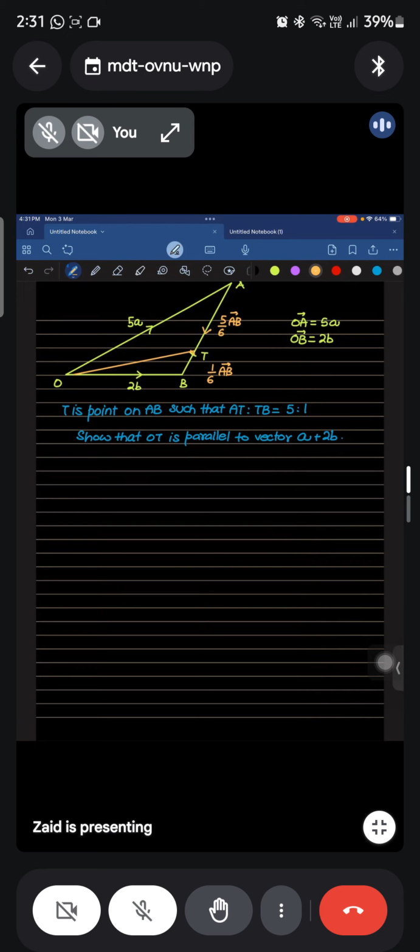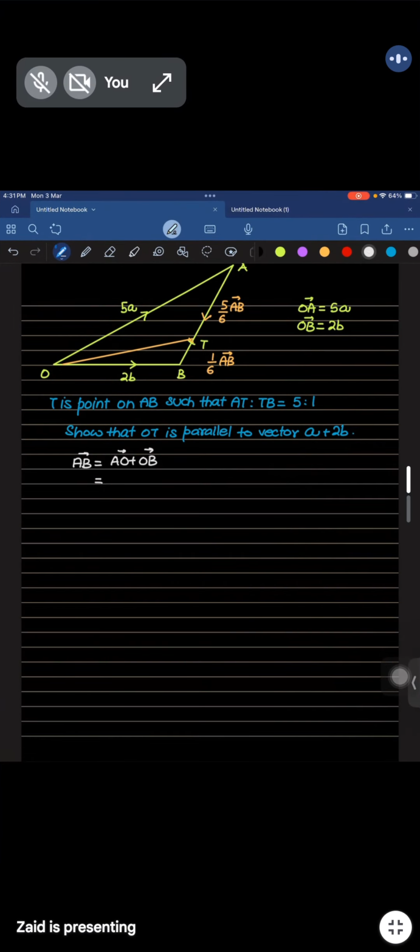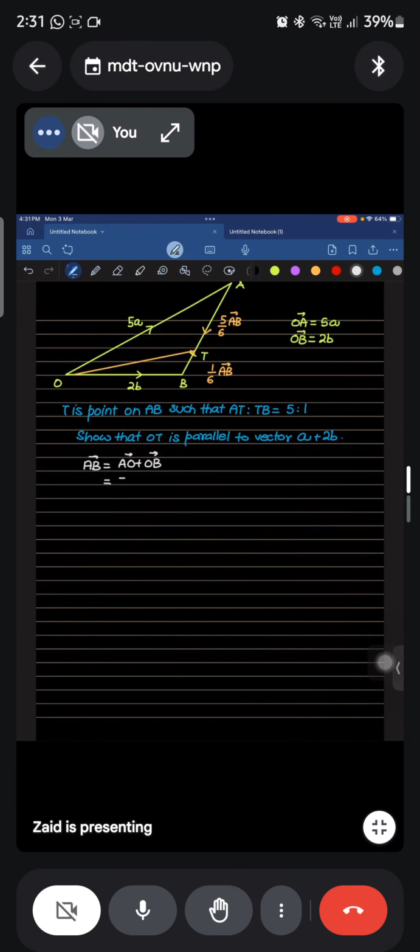Okay. Can we find AB? Okay, make the expression for AB quickly. AB is equal to, very good. So AO is going to be negative 5A because we are moving downwards. And OB is 2B. Okay. Now let's try to figure out the value of AT and BT.